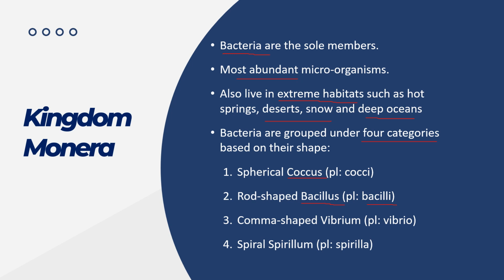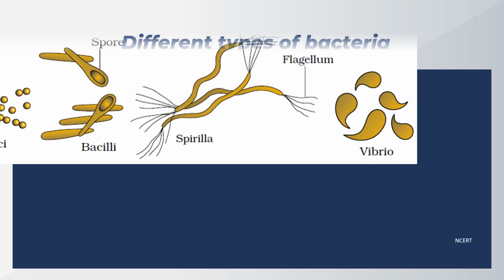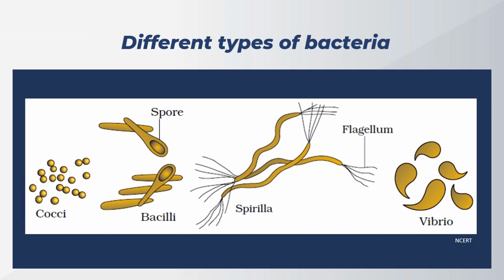कॉमा शेप्ड विब्रियम और प्लूरल में these are known as vibrio. Spiral bacteria, they are called as spirillum, and in plural we can call them spirilla. So these are the different shapes of bacteria.